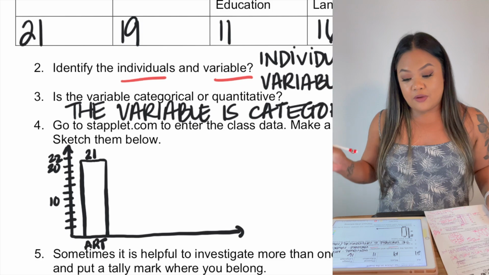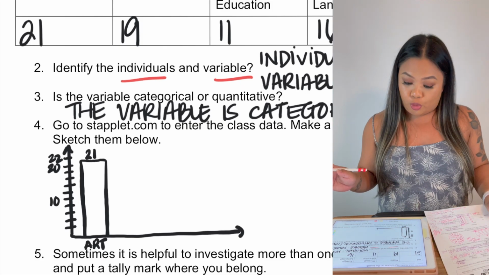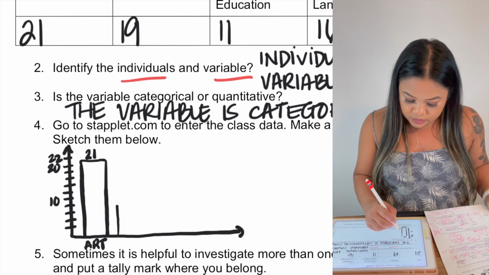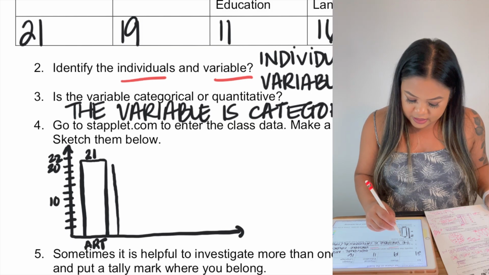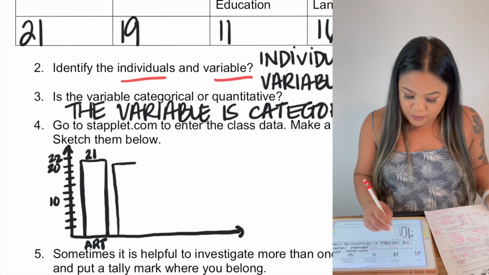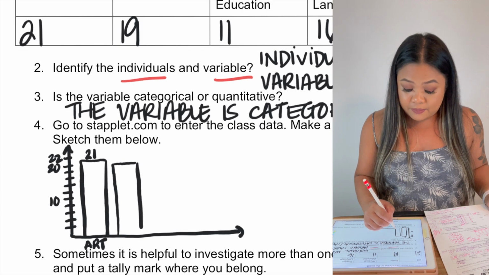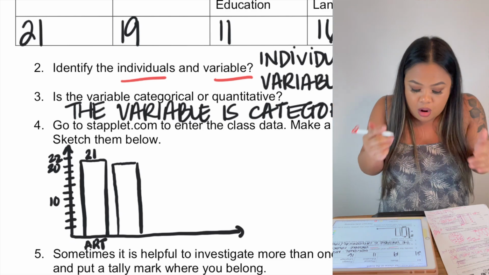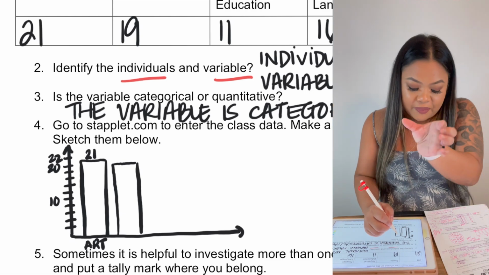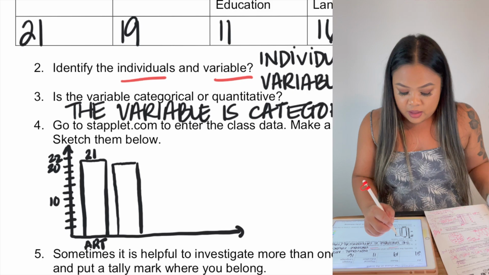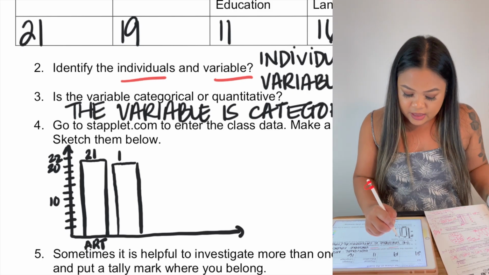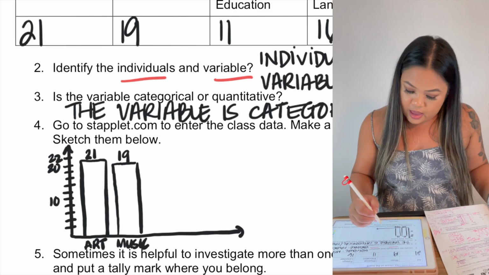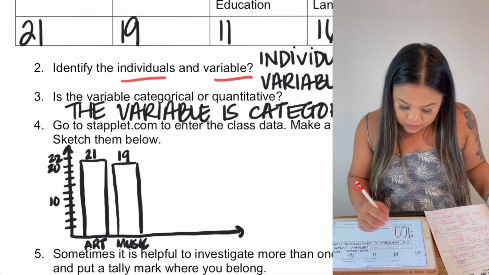And then I'm going to do the same thing for music, PE, and foreign language. Music goes all the way to 19. So that's going to be between 18 and 20. Make your bars about the same in width, right? You don't want one big old fat bar and then a skinny bar. So make sure that they're all about the same size in width. And that one was 19. That's for music.